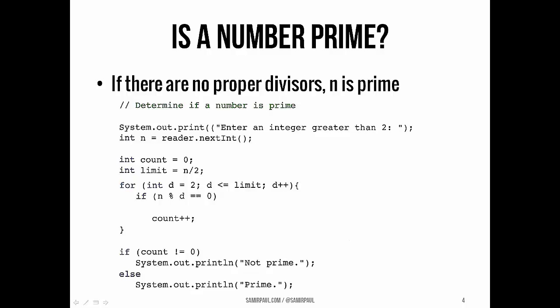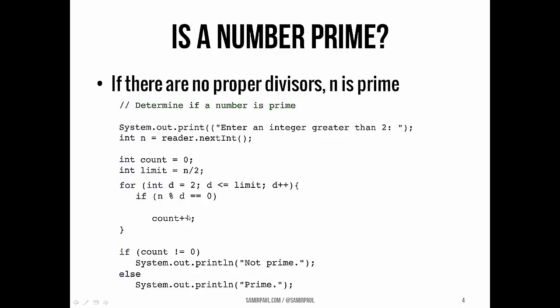So we start here. Again, we prompt the user for input. This time we add a counter. So this counter will start at 0. Our limit is still half of n. So that's where we're going to stop looking. Start our counter at 2. We're going to count all the way up to the limit. And if n is divisible by d, this time we're not going to print the variable out. We're not going to print that proper divisor out.